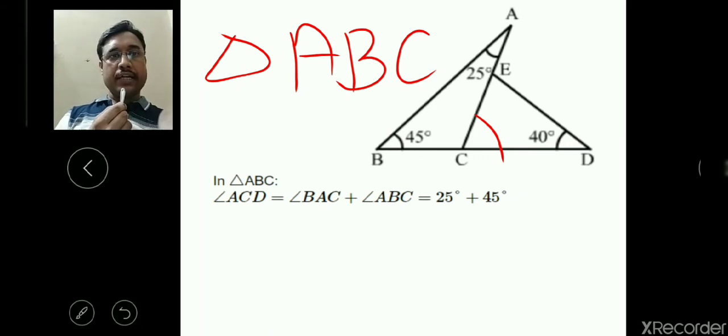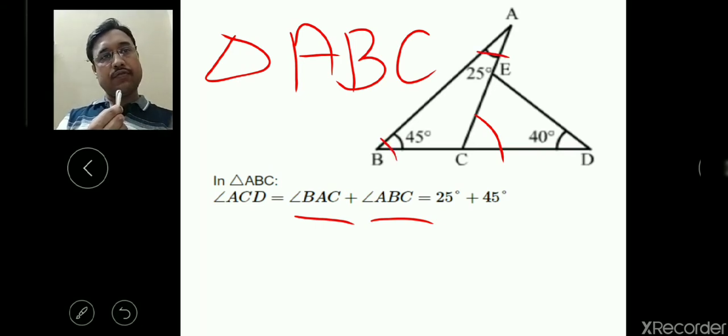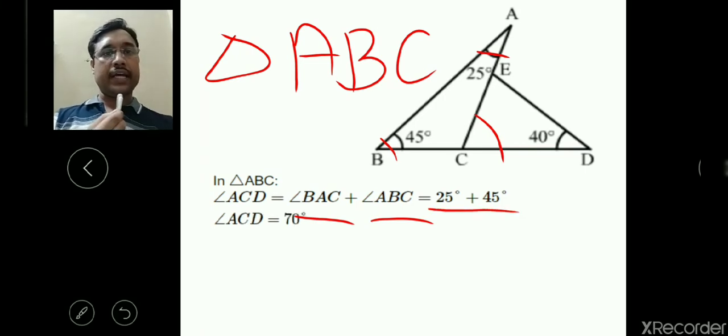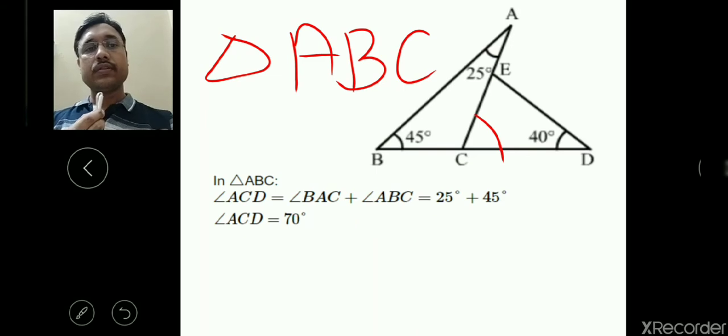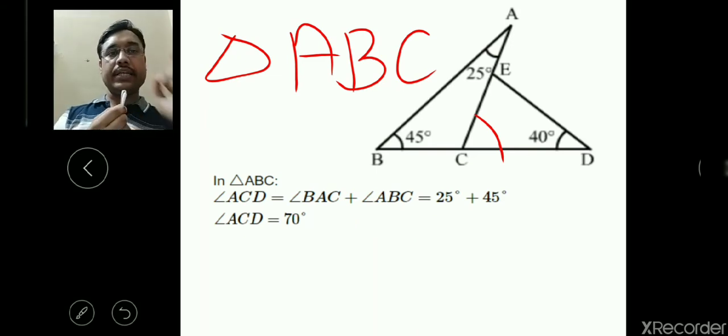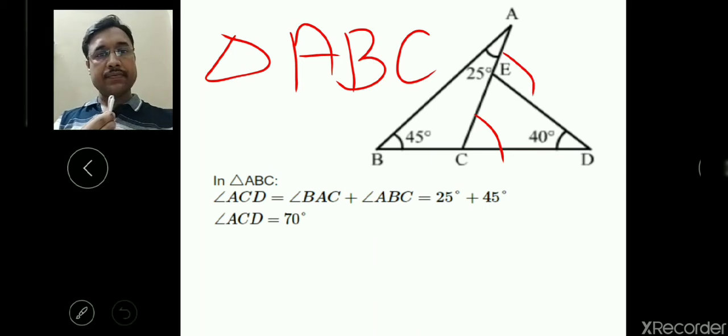So that's why in triangle ABC, angle ACD equals BAC plus ABC. BAC is this 25 and this ABC is 45. So this 25 plus 45, you will get angle ACD equals 70 degrees. So angle ACD is 70 degrees. Next you have to find this angle AED.